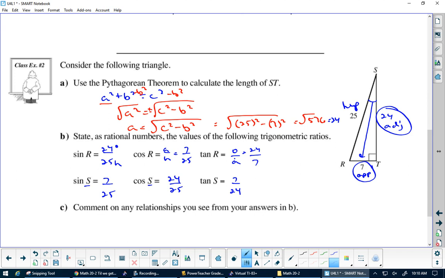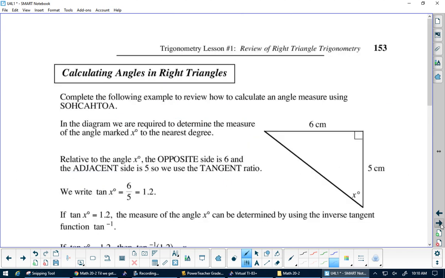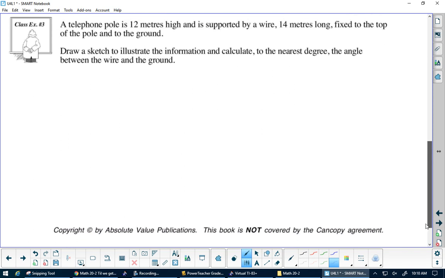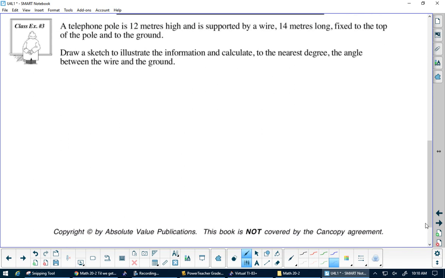Okay? We don't need to talk about that. Let's just go down here because this is review. So let's just figure out how to find an angle.